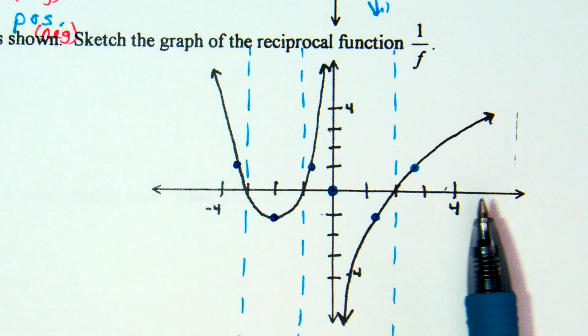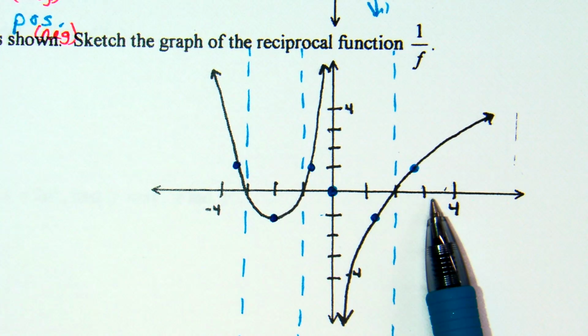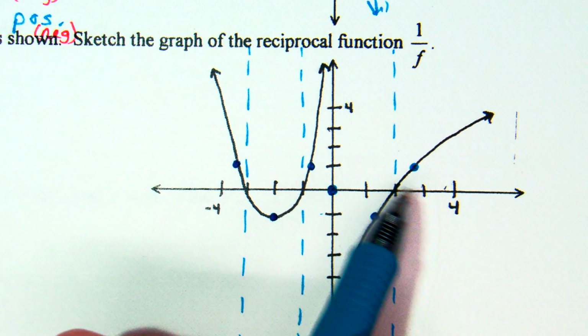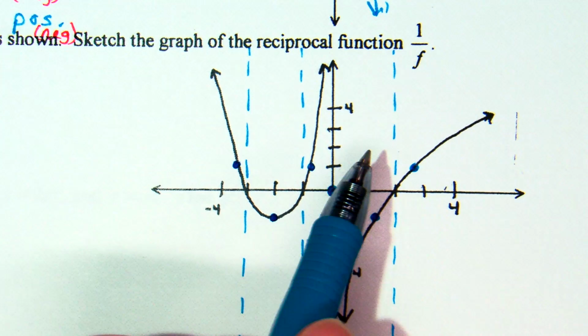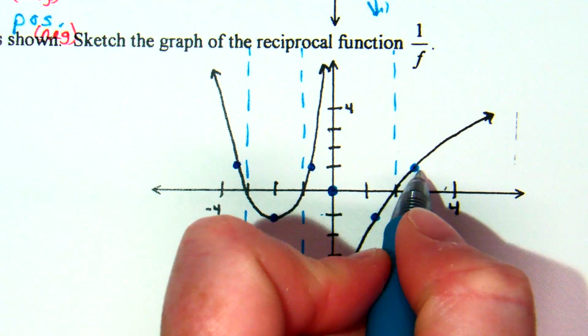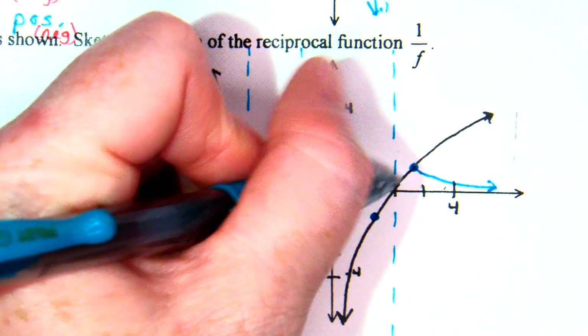Okay, where do I start? What's happening over here to the right of 2? Okay, this whole thing is positive, so I'm going to be positive, meaning I'm going to be above the x-axis. To the right of this point, it was going up, so now it needs to be going down. In between the point and that asymptote, it was small, so mine needs to be big.